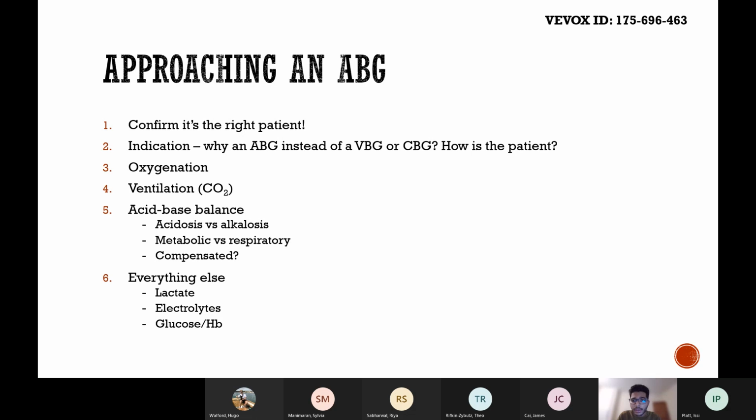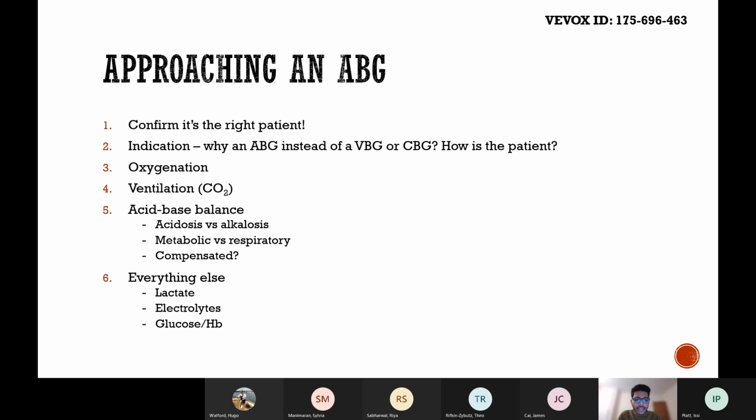And to do that, we'll look at their carbon dioxide. Then we look at their acid-base balance. So are they acidotic? Are they alkalotic? Is it a metabolic cause of that derangement or a respiratory cause? And if there is a metabolic acidosis or a respiratory alkalosis, is it compensated by anything else? And don't worry, we're going to go through what all of this means again in a second.